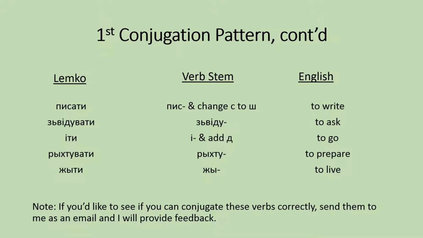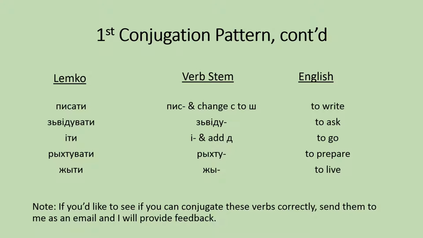First conjugation pattern continued. Here are some other verbs that follow the first conjugation pattern. The Lemko verb pisate means to write. The verb stem of pisate is pis, and the s changes to sh. The Lemko verb żwiduvate means to ask. The verb stem of żwiduvate is żwidu.